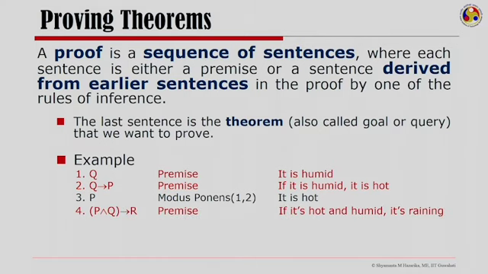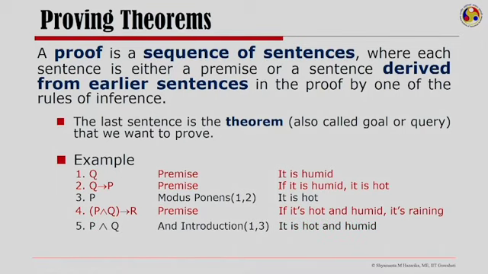Next, I am told that if it is hot and humid, it is raining. So, that is the premise that I know. Now, given this scenario, I can use 3 here and 1 here to do an AND introduction and get to P and Q. So, I know it is hot and humid. Given 4 and 5, I can now conclude that it is raining.